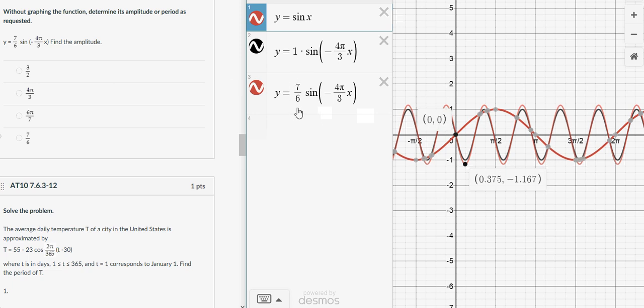Here we just need to understand that the coefficient in front of sine or cosine is going to be the amplitude. Here the amplitude is 7 over 6. Do not multiply by 7 over 6. It's not double from the smallest to the biggest. It's just the coefficient. 7 over 6 is the amplitude. All right?